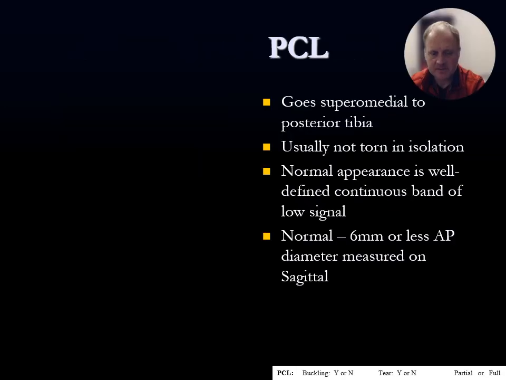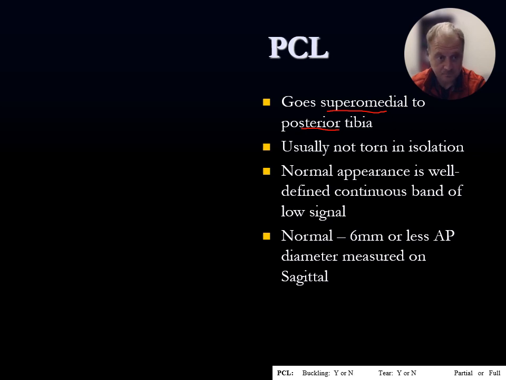The PCL is the next door neighbor in the intercondylar notch to the ACL. If you're thinking about the intercondylar notch and starting up high, we'll start a little bit more superior medially and then progress more towards that midline in the posterior tibia. This ligament is usually not torn in isolation, and it also is normally shown as a continuous band of low signal. It does have normal size criteria. If you do measure it on a sagittal image, it should be 6 millimeters or less in size. So if it is thicker than that or has increased signal, it might be an indication that there is a history of tear.